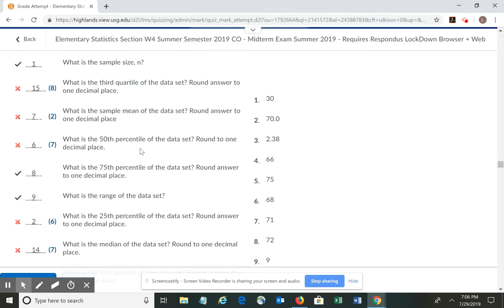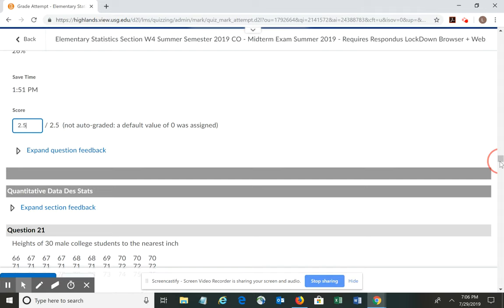What is the 50th percentile? That is the median. The median, according to the calculator, is 71, which would be number 7. Okay, let me double check real quick and make sure that I've got my numbers in there right, so that I'm not counting it incorrectly. Sometimes I double check if I feel like I've got something in there wrong.